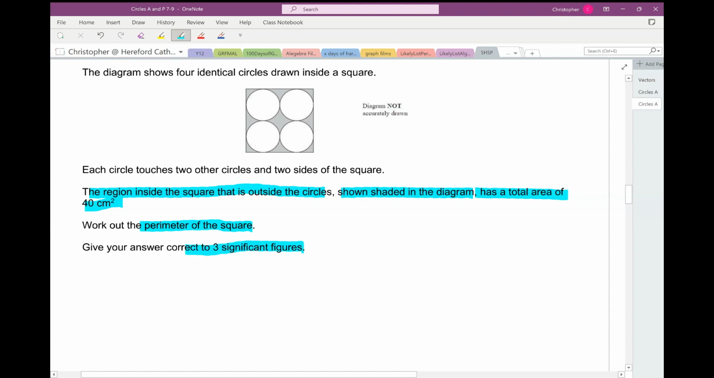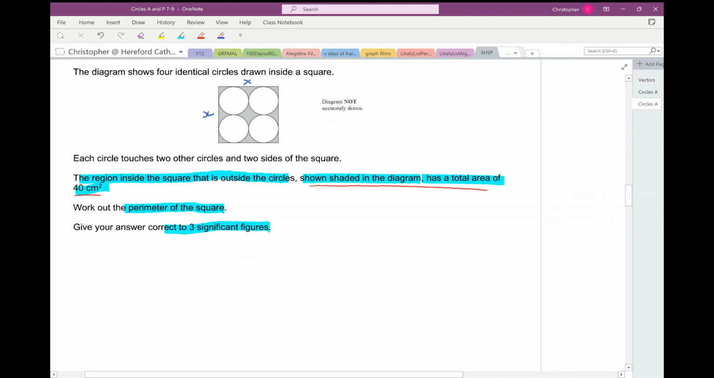Right. So I'm given no measurements at all, except I do know that that shaded area equals 40. Right, well, I've got to start somewhere. So I'm going to start by assuming that the square has side lengths of x. And now I'm going to develop an expression for the shaded region and set that expression equal to 40. Because the information I'm given is about the shaded region equaling 40. So let's get an expression for the shaded region and set it equal to 40.